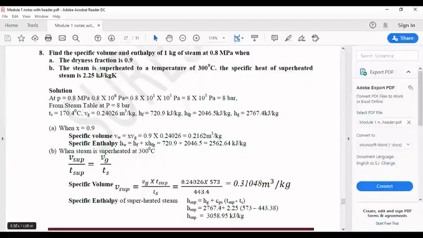Then the next one is enthalpy. Again, what is the formula you have to use? Since you know that it is a superheated steam, you refer to the superheated formula table. In that, I have given this formula: H superheated is equal to Hg plus Cps into (T superheated minus Ts). All these values you know. Cps they have given as 2.25, the specific heat of superheated steam. All the values you just substitute and you get the enthalpy of superheated steam. Thank you.